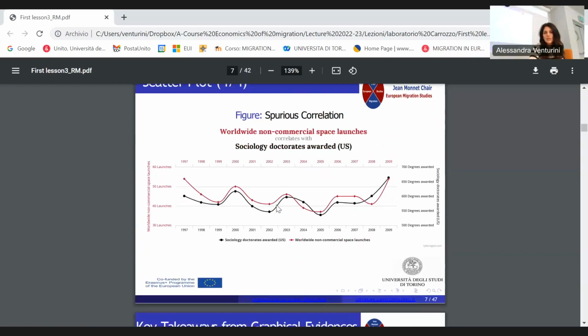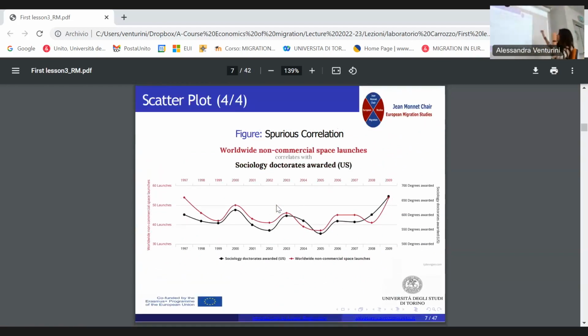Okay, spurious correlation. These figures show the relationship between the PhDs in sociology. This figure is very famous because it shows how research can be ridiculous and stupid. Do you think that the PhDs in sociology awarded in the United States are correlated with the worldwide non-commercial space launches? No. It's obviously not possible.